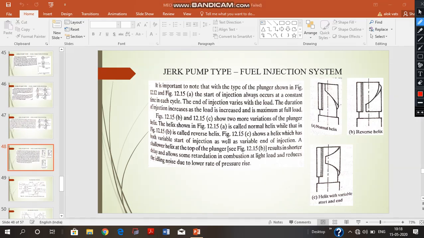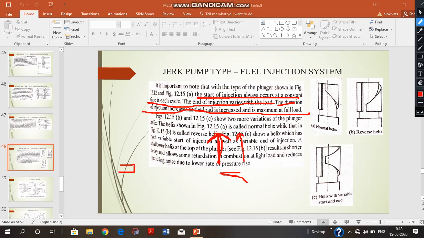Well, in the normal helix, one thing we have to know is that the start of the injection always occurs at a constant time in the cycle. We can see the start of injection is fixed, while the end of the injection is varied. The duration of injection increases as the load is increased and it is maximum at full load. So what is the duration of injection? The duration of injection in the diesel fuel pumps increases.